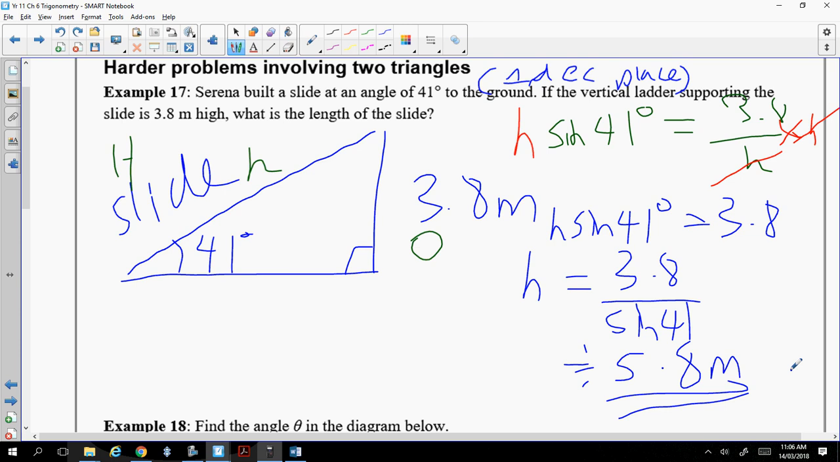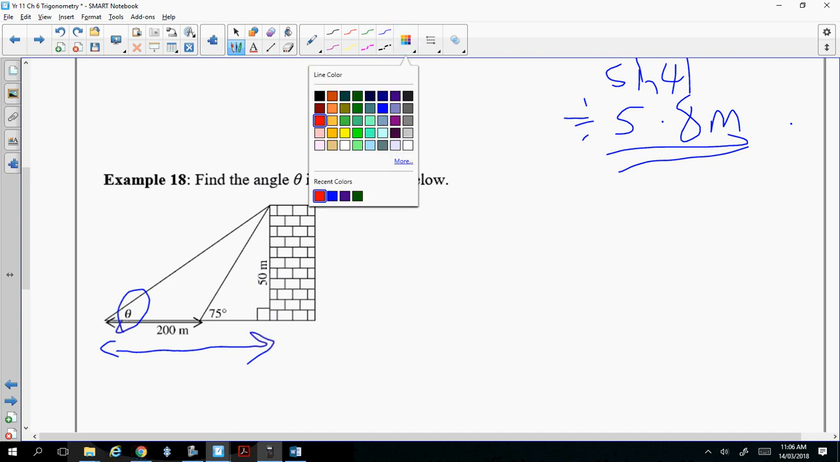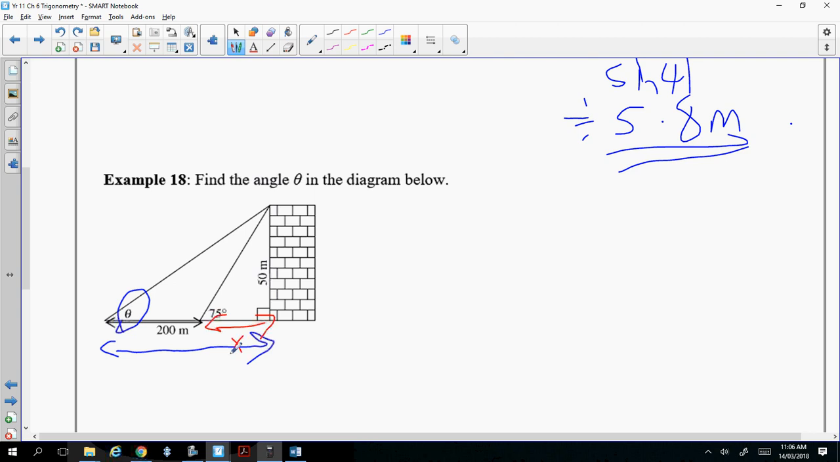All right, good. So this one is a bit harder. You may have to set up two equations. You have to find the value of theta. To find theta, I need to know the total length. That's not a right angle triangle, so what we need to do is find the bottom length, by finding the shorter length. Let's call this x. So to find x, 50 over x equals tan 75. Therefore 50 equals x tan 75, so x equals 50 over tan 75. Find x first, then you can find theta.